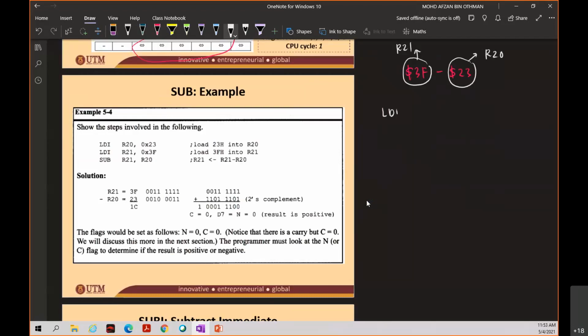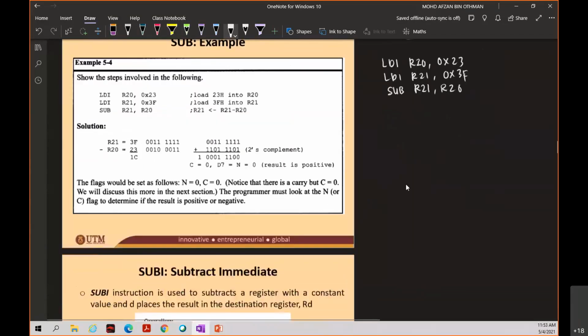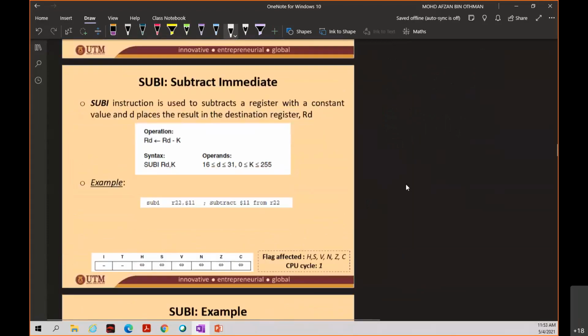So LDI R20 with 0x23 and LDI R21 with 0x3F. Now by looking at this operation here, you're going to subtract 3F minus 23. So R21 should be your destination register. So R21, R20. And then we have the SUBI.